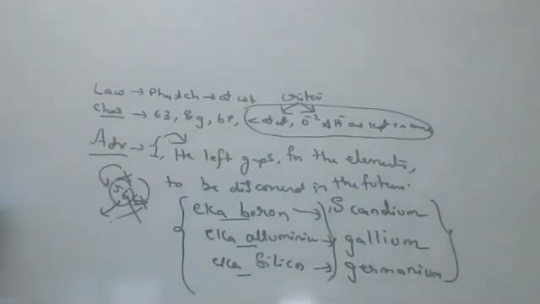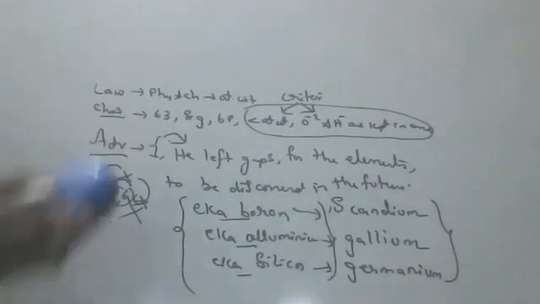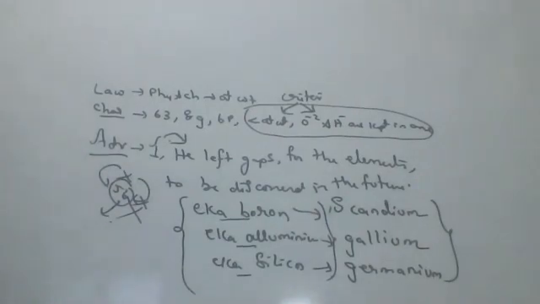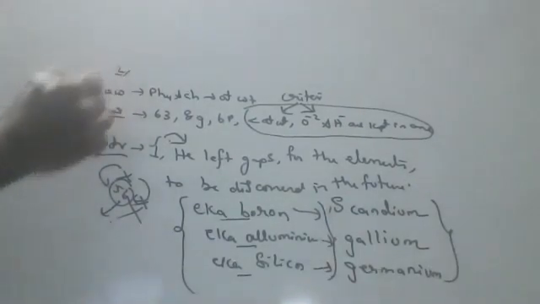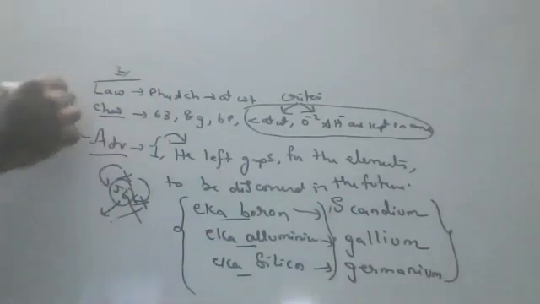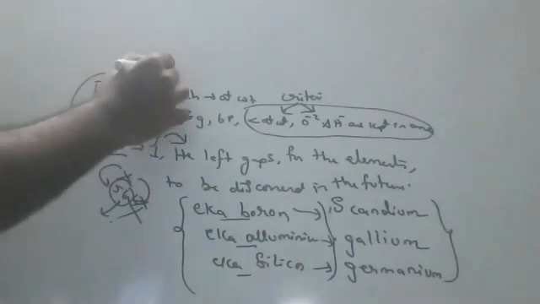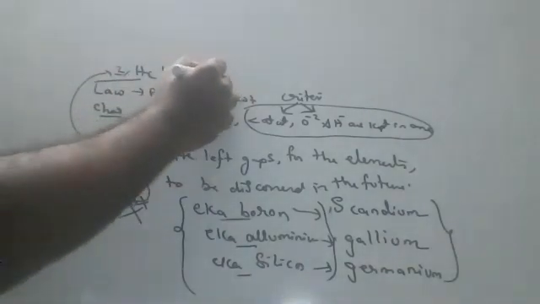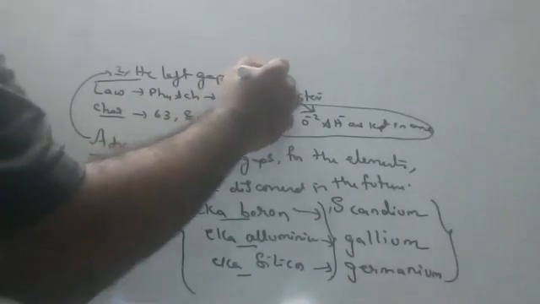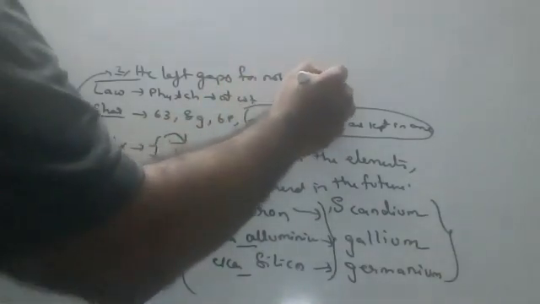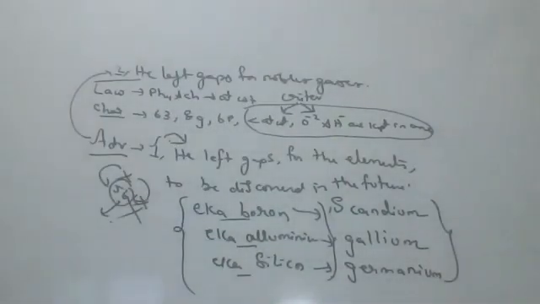Okay. Number two, children. He also left gaps for the noble gases. Noble gases were not there in his time, children. He left gaps for the noble gases also. Once they were discovered, they could easily adjust in his table.